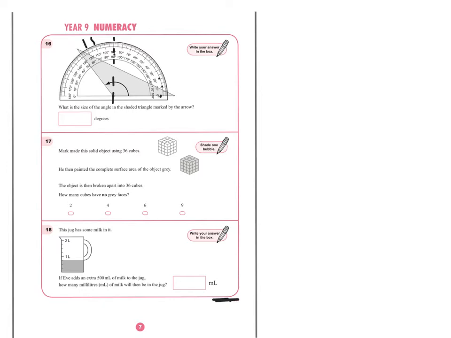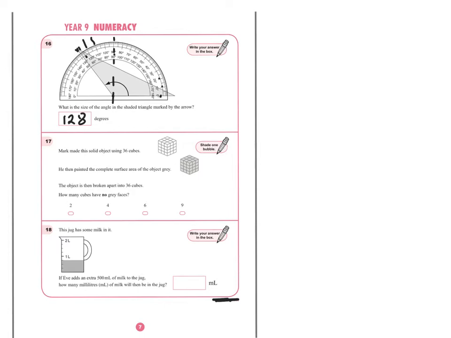Pretty much what you have to do here is count between 120 and 130. This line is half, that's 125. Then you count how many bars or lines you have here. So you have 3, so therefore your answer would be 128 degrees.